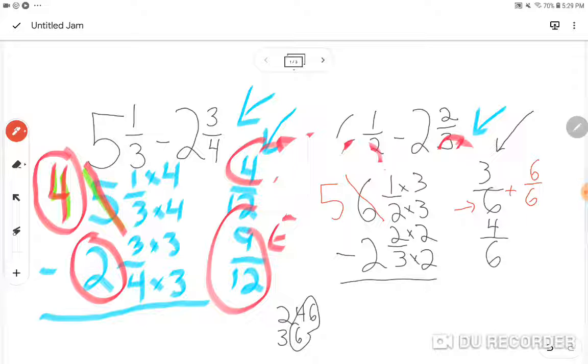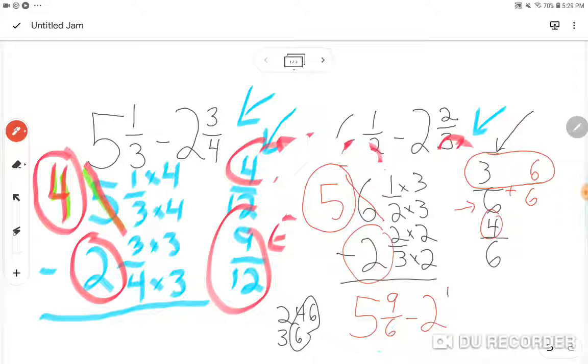So now let's write the thing sideways. How do we write it sideways? Our new numbers are 5, and you have to add the 3 plus the 6 to get 9/6. Take away 2 and 4/6. And then subtract the whole numbers. 5 minus 2 is 3. 9 minus 4 is 5. And the denominator always stays the same. So we get 3 5/6.